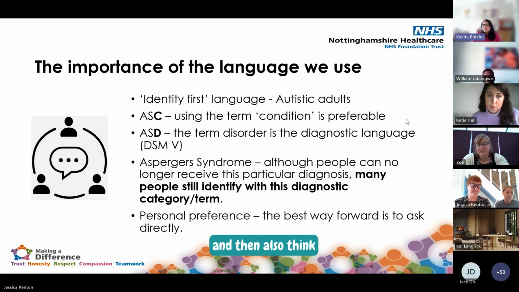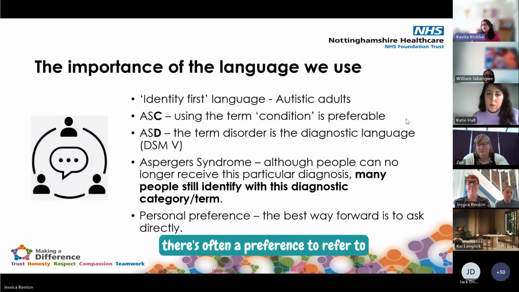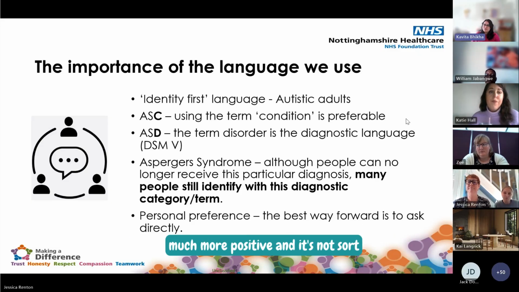And then also think about autistic spectrum disorder. That's the current wording in terms of diagnostic manuals. However, there's often a preference to refer to it as autistic spectrum condition rather than disorder, because it sounds much more positive and doesn't suggest that there's a deficit there.